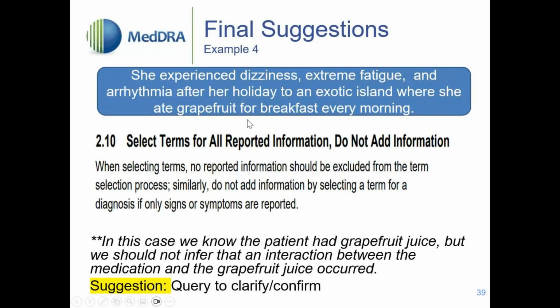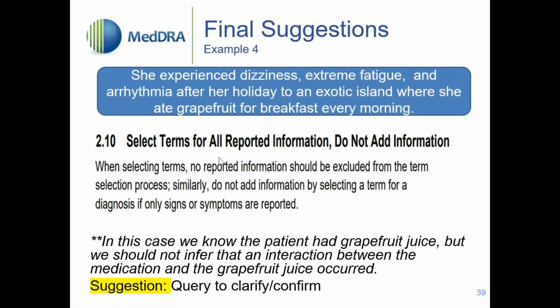So another final suggestion in this case is, we know that the patient did indeed consume grapefruit juice, right? However, we should never infer that an actual interaction between their medication and the grapefruit juice or the grapefruit itself did occur, right? So in this case, I would suggest to query to clarify or confirm that there was indeed an interaction that took place. We do not have that information. Nowhere in the verbatim does it state that an interaction took place. So we should not infer.